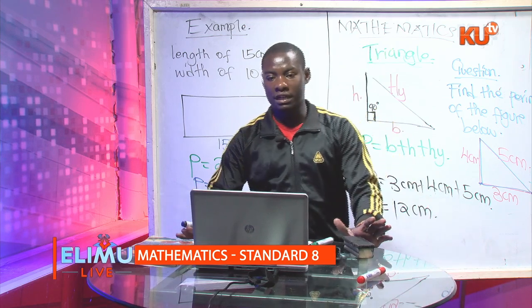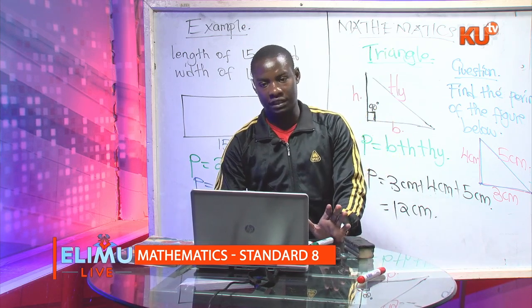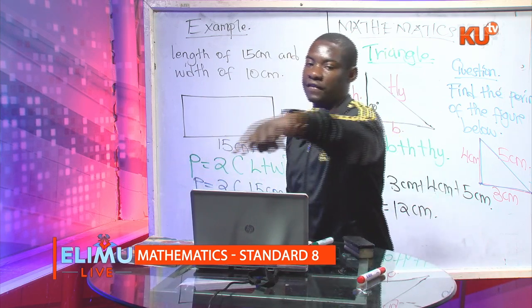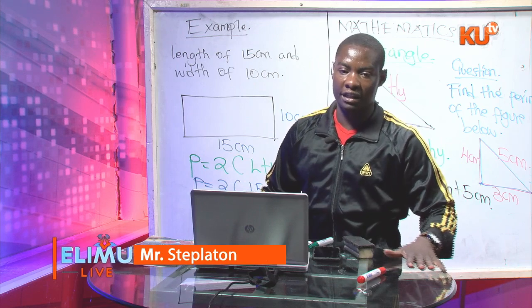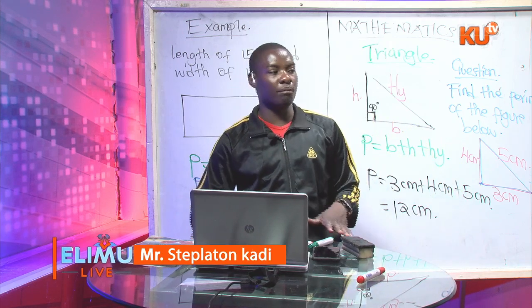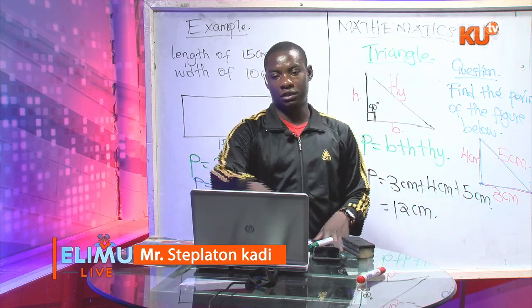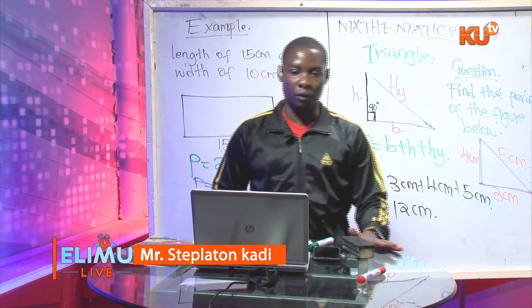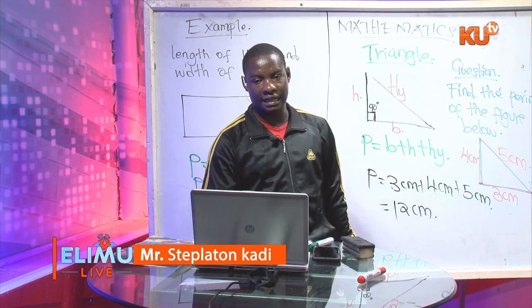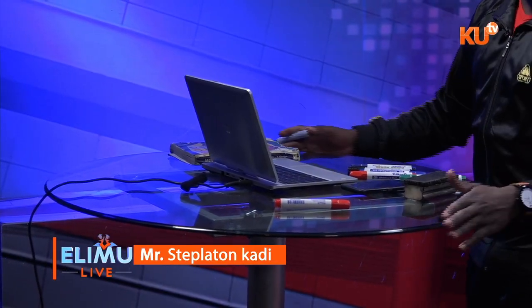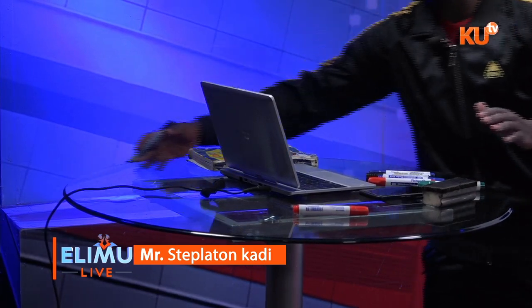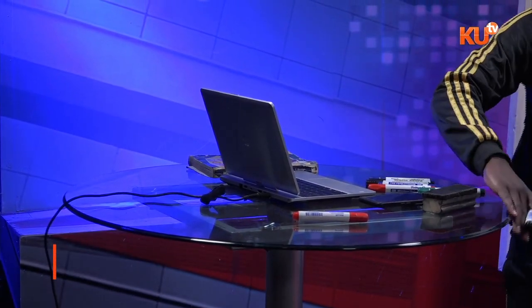Now, the table that I'm using is an example of a circle, whereby it has a circular surface. So this table here, I'm sure you can see it, is an example of a circle. This is a circular surface. So this is an example of a circle.